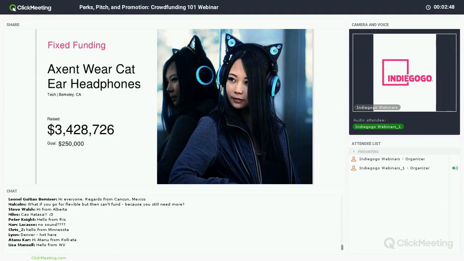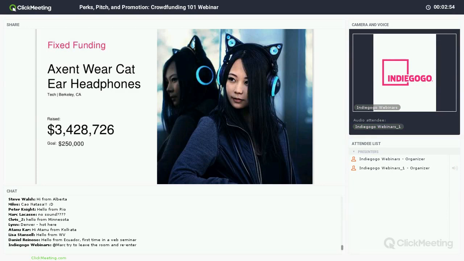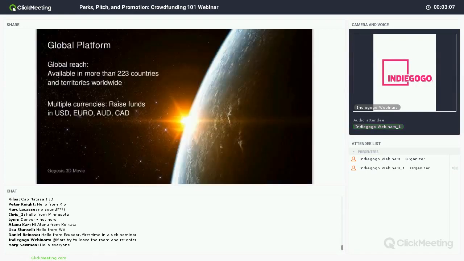And so their goal was enormous. It was 250,000, and they ended up smashing that, and they ended up getting 3 million plus, which is really, really exciting. But because they were so new to hardware, they needed 100% of the funds before they could build anything, and they managed to do so, which is really cool.